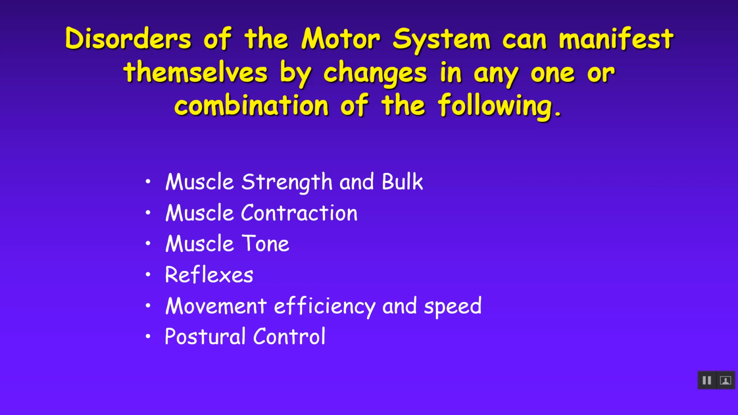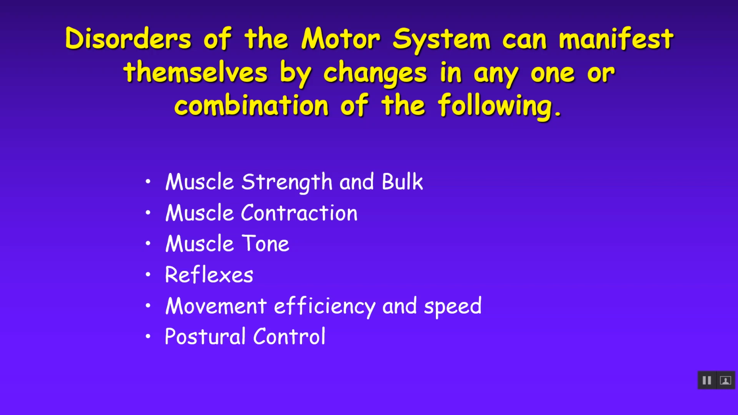You can have a change in your muscle strength and bulk, the size of your muscle. You can have a change in your ability to contract that muscle, so muscle contractions can be abnormal. The resting tone of your muscles can be impaired. Your reflexes can change. And the efficiency with which you move, the speed or coordination of movement, we can put all that in one basket. And postural control, being able to maintain your posture, especially upright against gravity in either a sitting or standing position. So those are the ways that it can manifest itself.